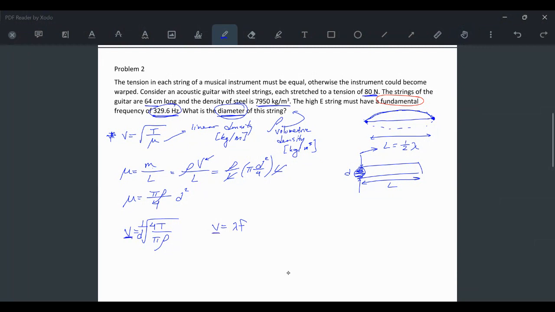We have an equation for the speed. We can just set these equal to each other. So what this means is lambda f is equal to 1 over d times the square root of 4 times the tension, divided by pi, divided by rho. We don't know exactly what the wavelength is, but we have an expression for it. From all the way over here, we know that the wavelength is equal to 2L. So we can sub that in.